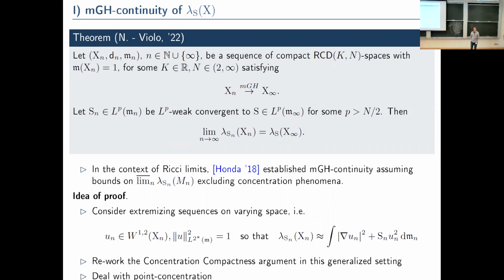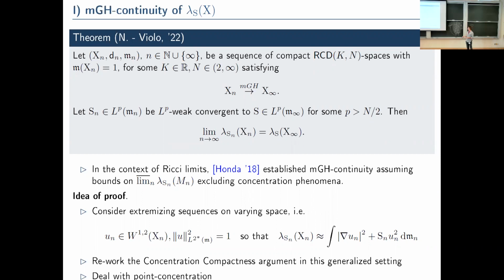And my claim is that the constants pass to the limit. This was already addressed by Honda in the context of Ricci limits. The only difference, and actually it's a relevant difference, is that there was an upper bound on the lim sup that was preventing concentrating phenomena. So in some sense, the extreme case was left out. And the reason is that you need concentration compactness to handle that.